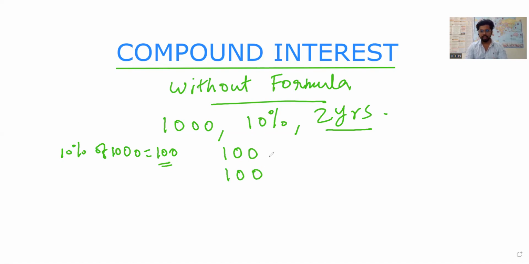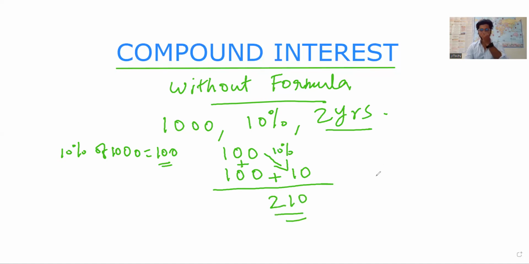Then in the next step, you need to go diagonally. That is, what is 10 percentage of this 100? 10 percentage of this 100 is 10. So the compound interest for 1,000 rupees, 10 percentage, 2 years is, you need to add all these values. 100 plus 100, 200. 200 plus 10 is 210.